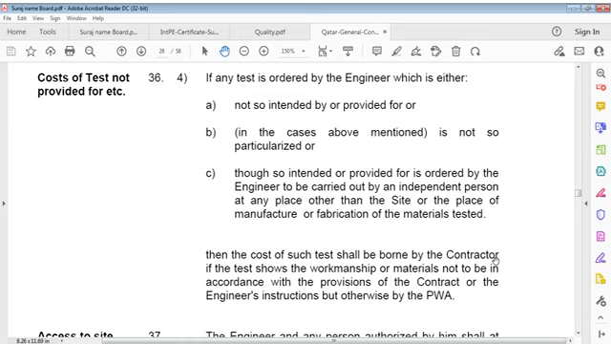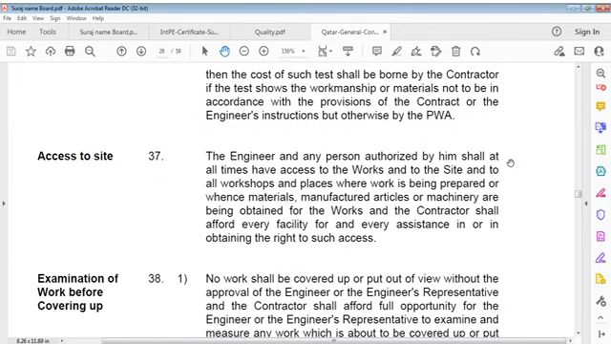Cost of test not provided for. If certain test is ordered by engineer which is either not so intended by or provided for, or in cases above mentioned is not so particularized though so intended or provided for, and is ordered by engineer to be carried out by an independent person at whatever place other than site or place of manufacture, cost of such test shall be borne by contractor if test shows workmanship or material not to be in accordance with provisions of contract or engineer's instruction, but otherwise by client.